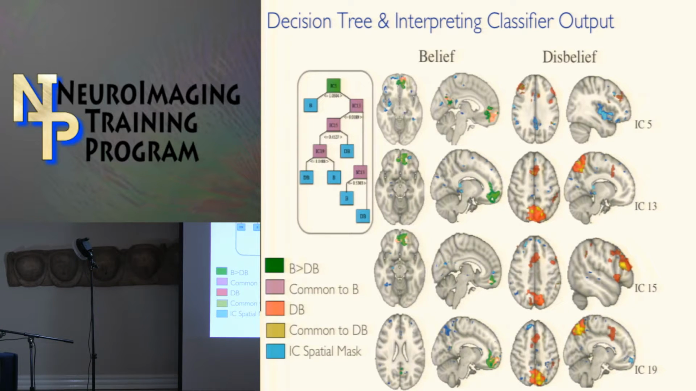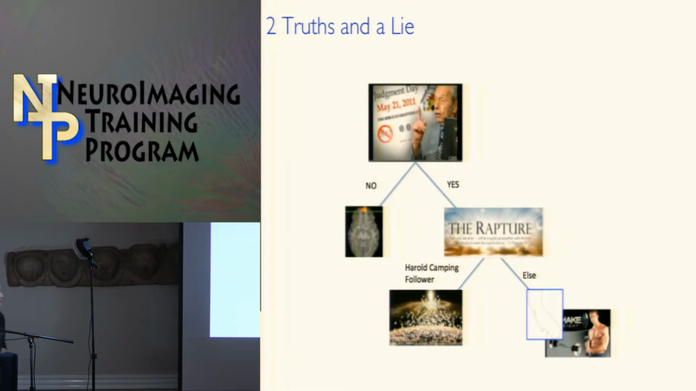So I'm not actually going to do a formal two truths and a lie like some of the other people have done, but if I were going to do two truths and a lie, one of them would definitely be related to this. This would be my outlandish truth that I would hope you would choose as the lie, but it was actually true. After doing this study on decision making in the brain and being able to predict not just mathematical but also religious belief versus disbelief, there's this guy named Harold Camping who came along, and he predicted that the rapture was going to take place on May 21st, 2011.